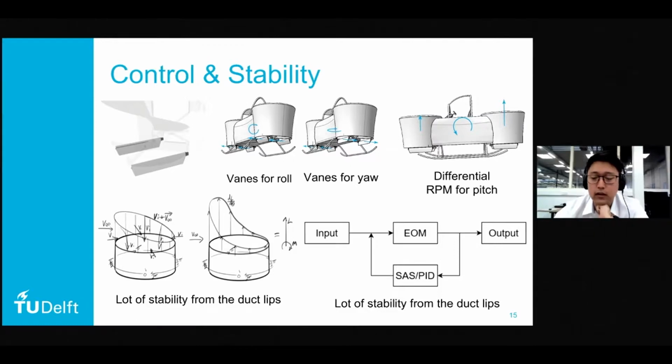To simulate this and check the vehicle stability, we made a 6-degree of freedom flight mechanics model. And to make it easier to fly, we also included a stability augmentation system with a PID controller to make Solidity 1 easier to fly for a pilot.